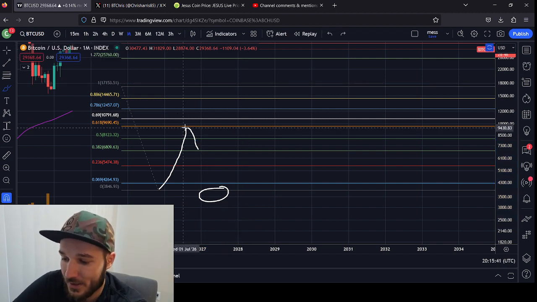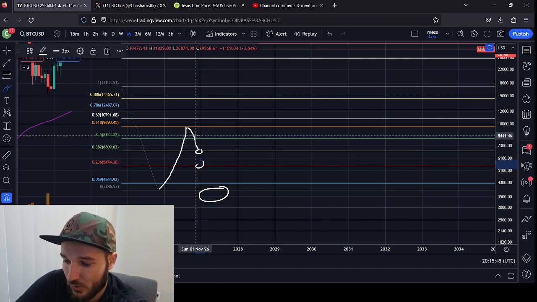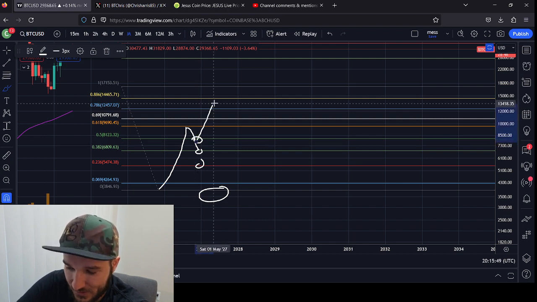You know, that's not at all what my worry would be. What you'd like to see is support on the 382 or the 386 or the 0.5 area. You'd like to see support on there. And then on your next pass, you'd like to get up.